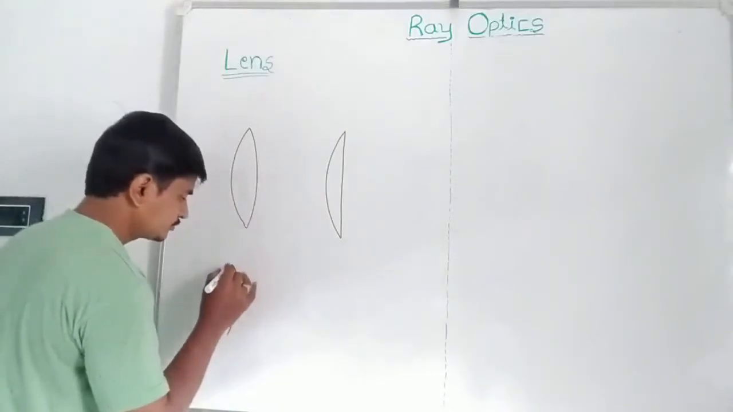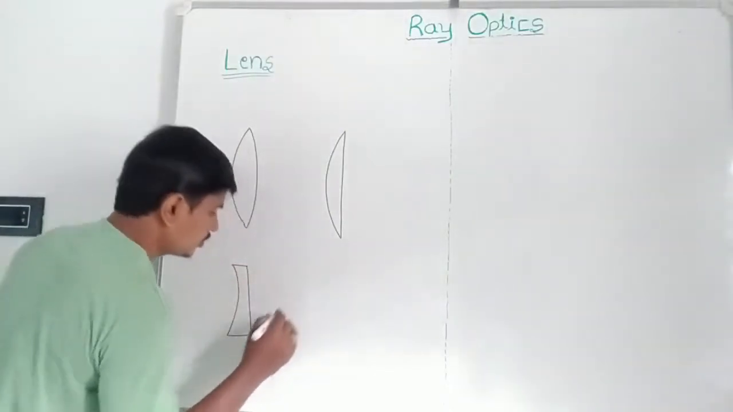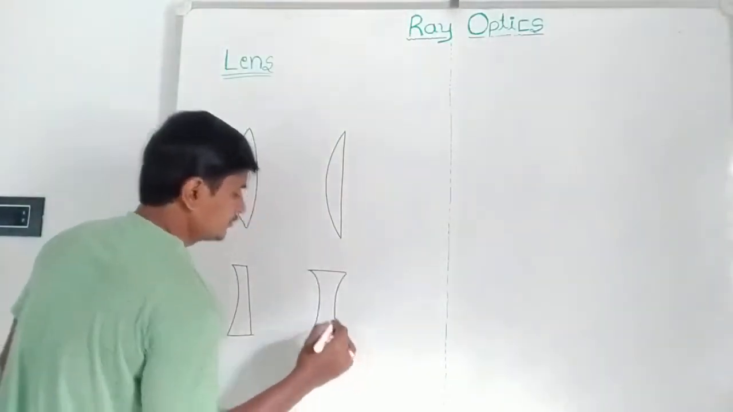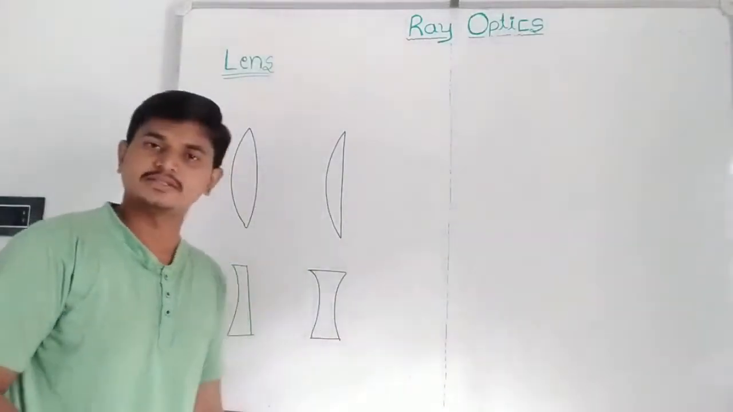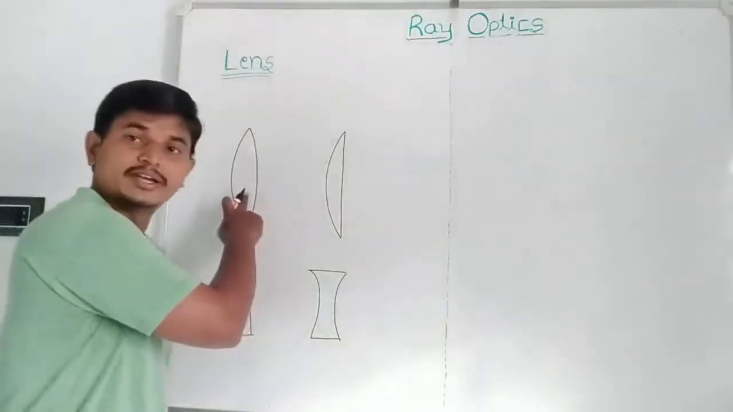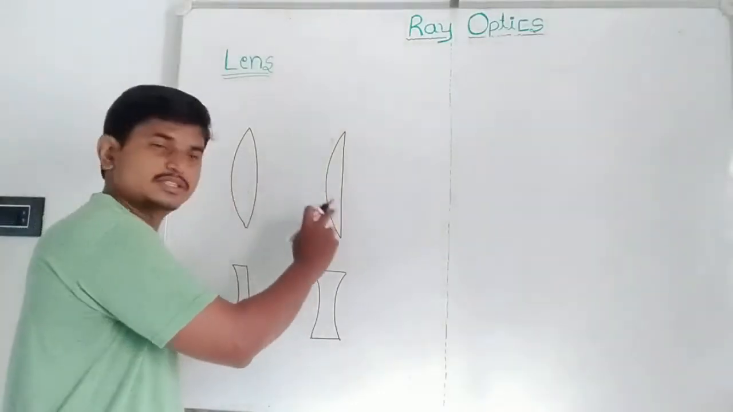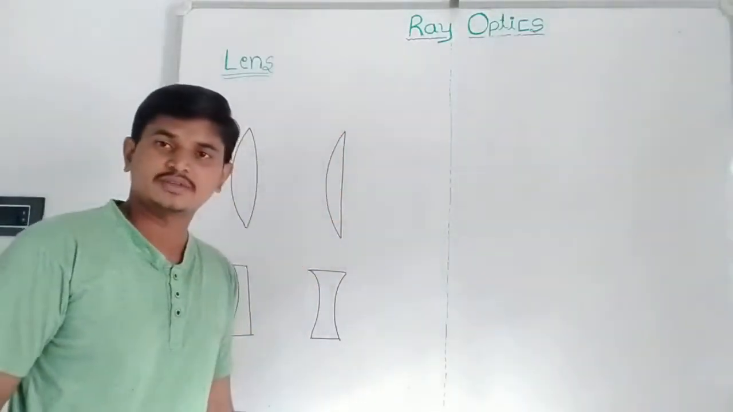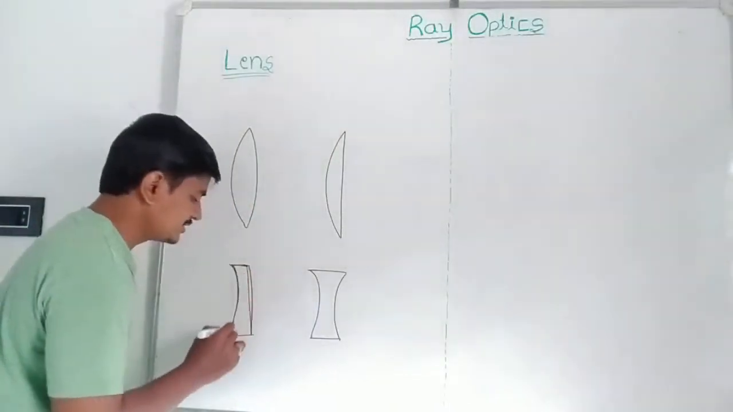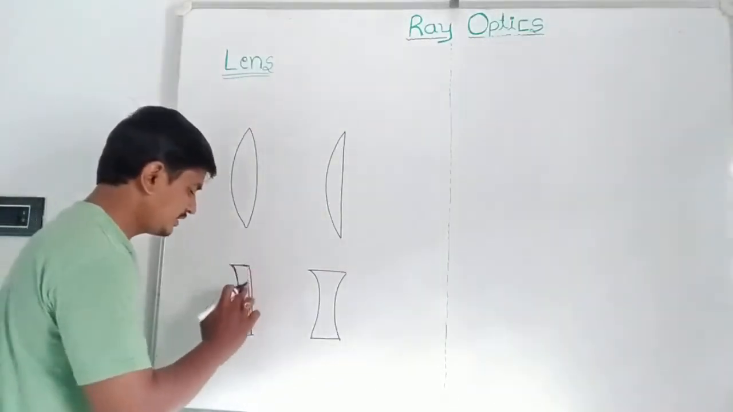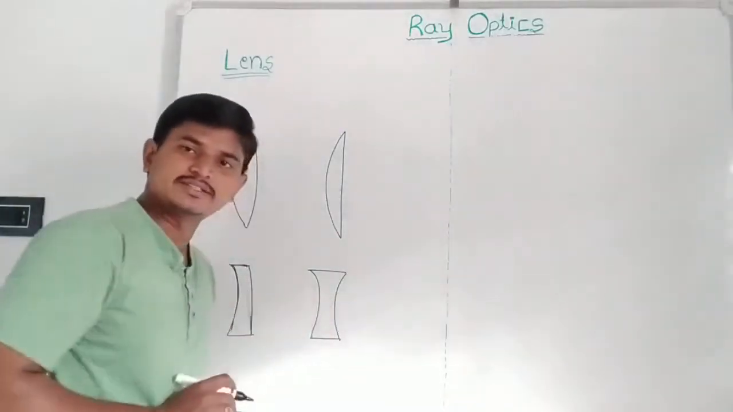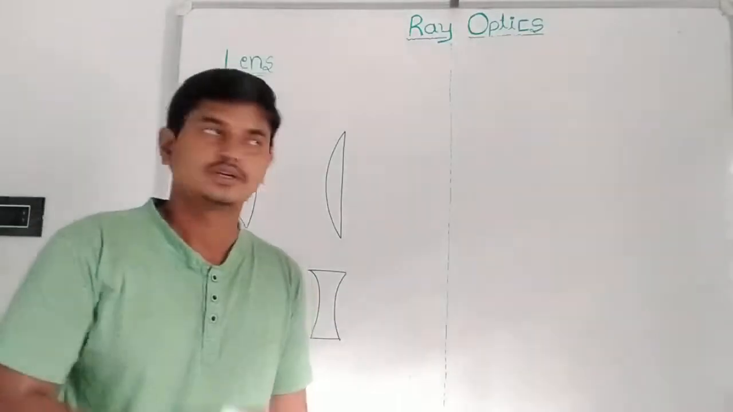Or the spherical surface may be convex or concave, like this. So this is what we can call lenses. There are different types of lenses: this is a biconvex lens, a plano-convex lens, where one side is plane and another side is convex, and this is a plano-concave lens. One side is plane, another side is concave. And this is a biconcave lens. These are some commonly used lenses.